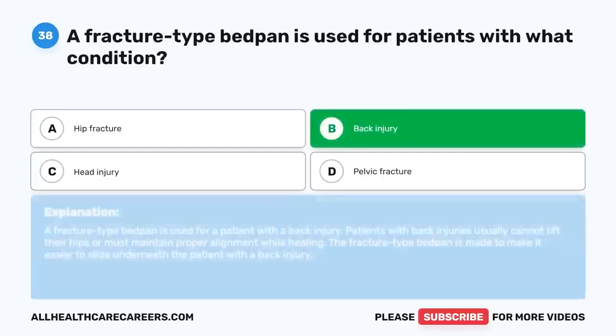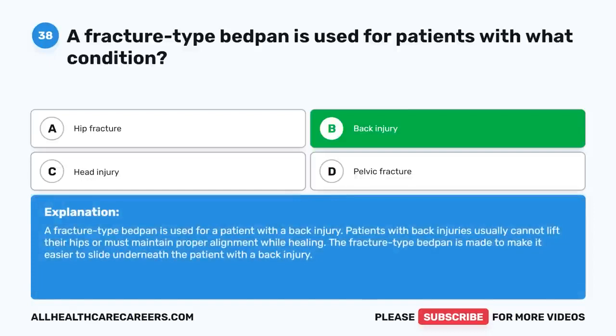Back injury. A fracture-type bedpan is used for a patient with a back injury. Patients with back injuries usually cannot lift their hips or must maintain proper alignment while healing. The fracture-type bedpan is made to make it easier to slide underneath the patient with a back injury.